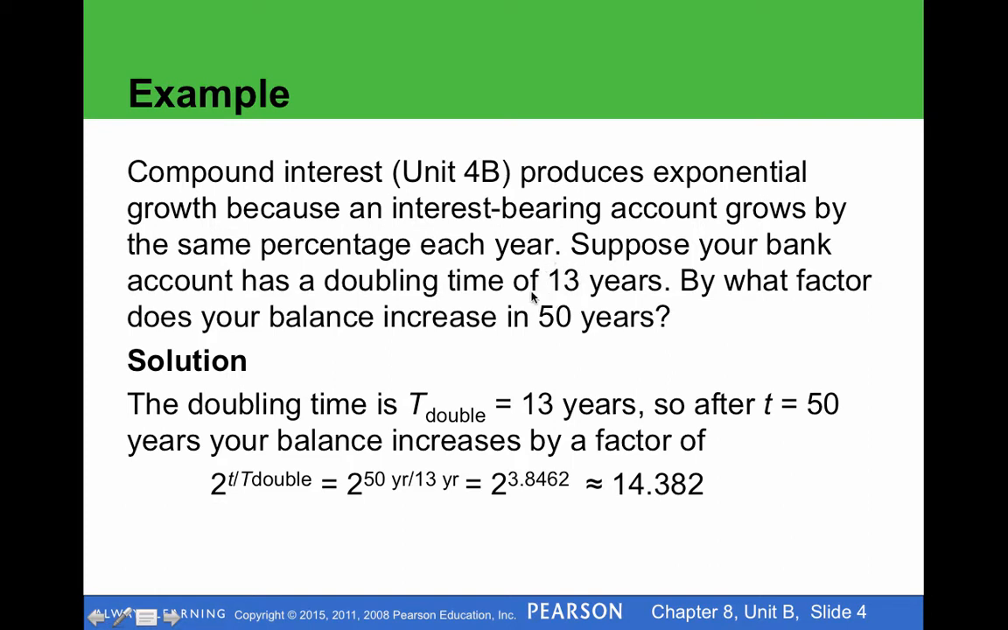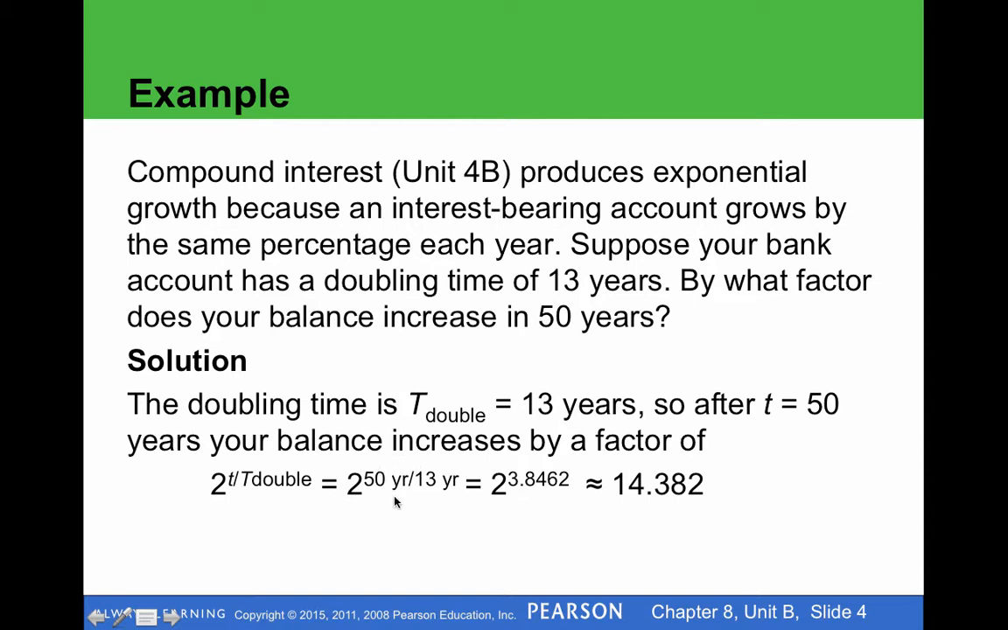Well, it should double in the first 13 years and then double again in the next 13 years, which is 26 years, and then double again after the 39th year, and then it would double again after the 52nd year. I'm just adding 13 years each time. So it's going to double a little less than 4 times. That's why we take the time and divide by t double, because we want to figure out how many doublings it's going to go through in this amount of time.